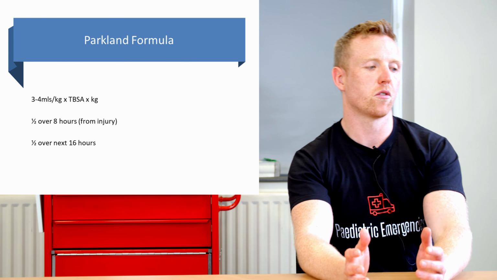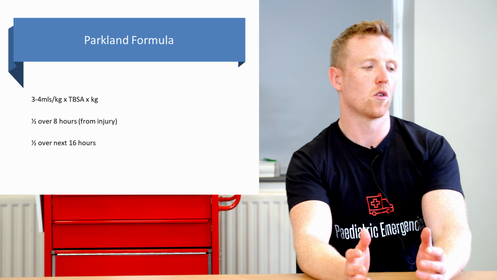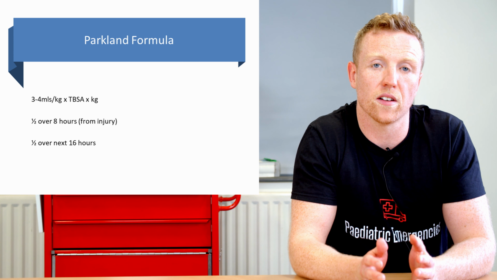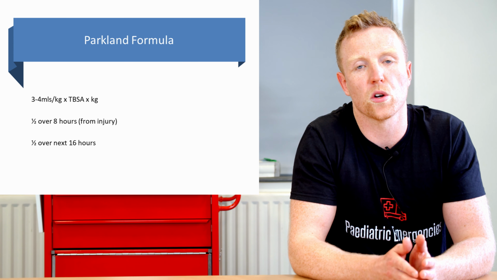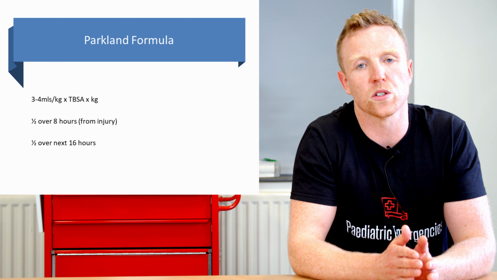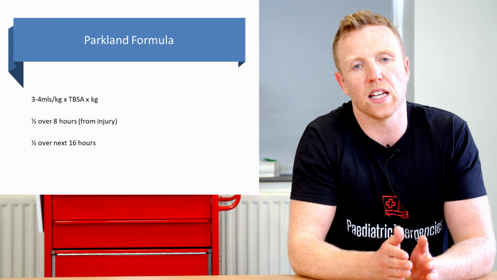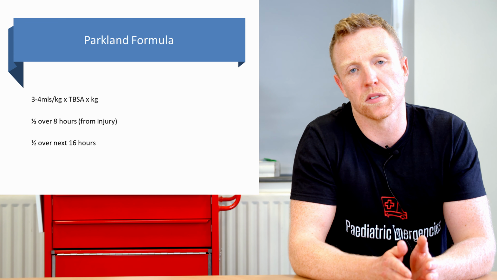In terms of your Parkland formula, it's 3 to 4 mils per kilo times the total body surface area. And this should be divided into 2 halves. So the first half is given in the first 8 hours. Now what's important to remember is that this is 8 hours from the moment of injury. So if they hit your emergency department at 4 hours, you've suddenly 4 hours to get your Parkland formula in if they meet the criteria. Your other half should be given over the subsequent 16 hours.